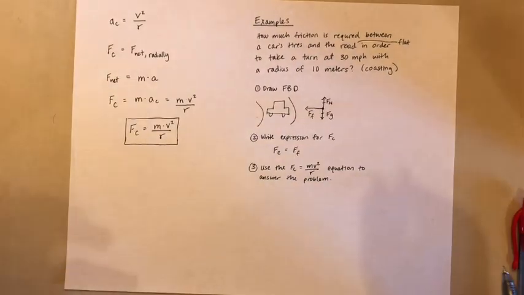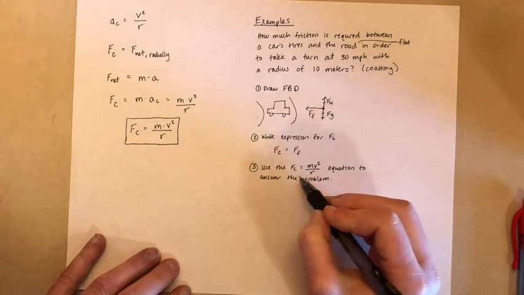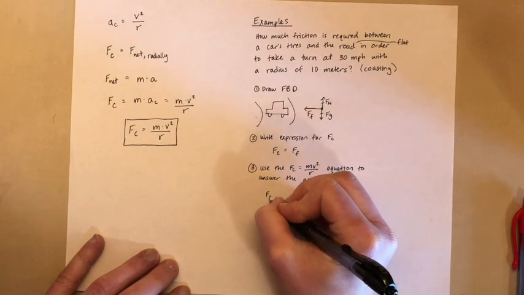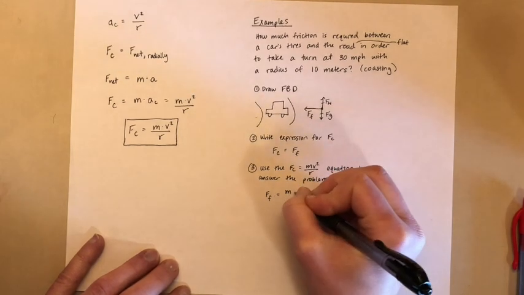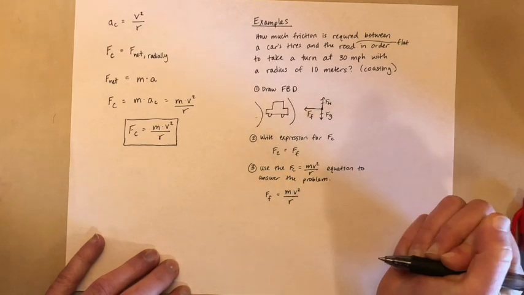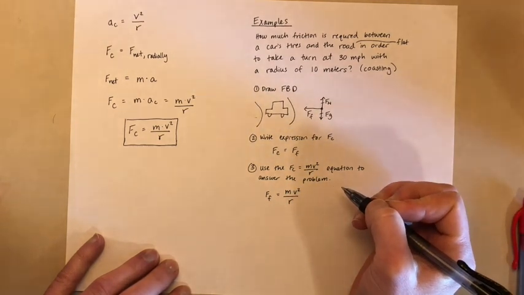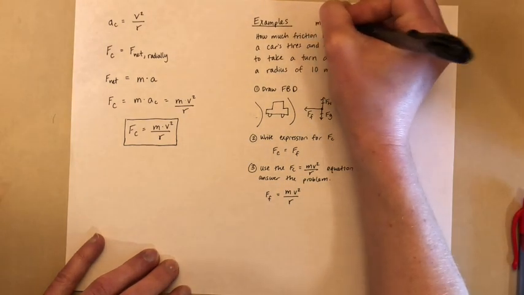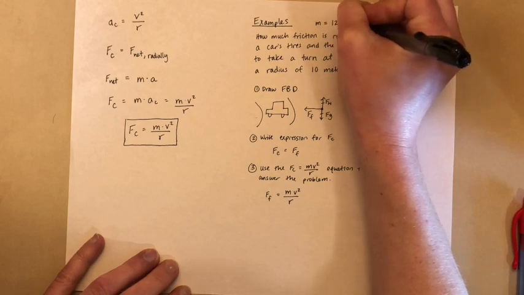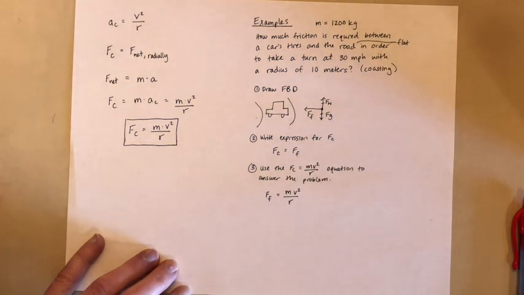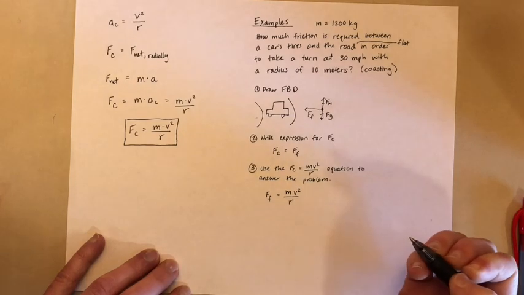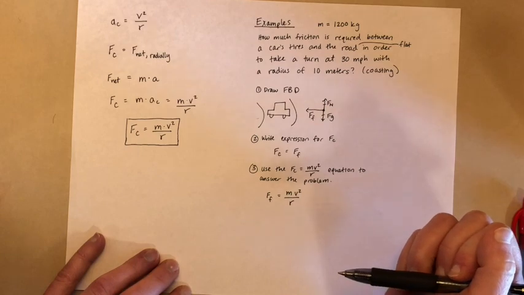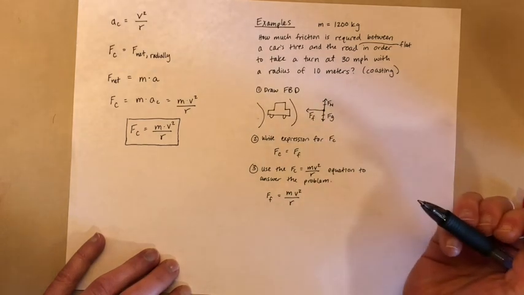Okay, so in this case, if I want to actually quantify the friction, I know that since Fc is equal to Ff, I can just say Ff has to be equal to the mass of the car times v squared over r. Just realize that I didn't give you the mass of the car, so let's add that in here: the mass is going to be equal to 1,200 kilograms. We need to know the velocity has to be in our standard units, so we need to convert miles per hour into meters per second, and then we need to know the radius.